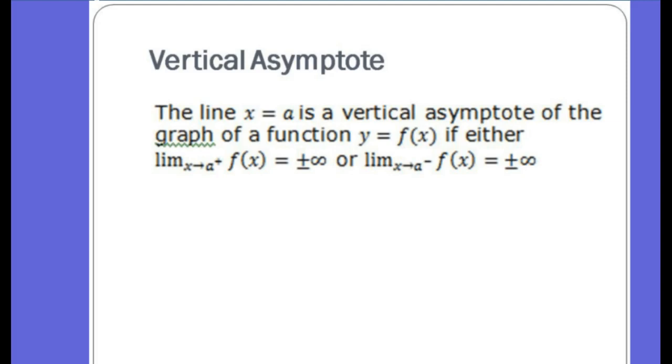So you can't immediately set the denominator equal to 0. It has to be after you've simplified, because we have what we can call removable discontinuity, and that can eliminate a vertical asymptote. So a vertical asymptote occurs after you've simplified all the algebra.